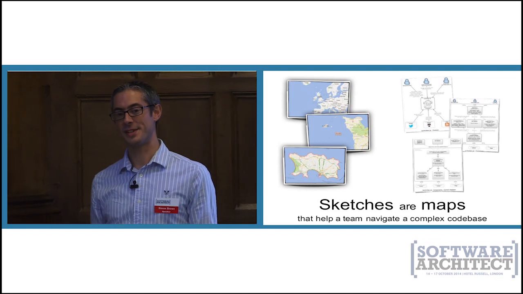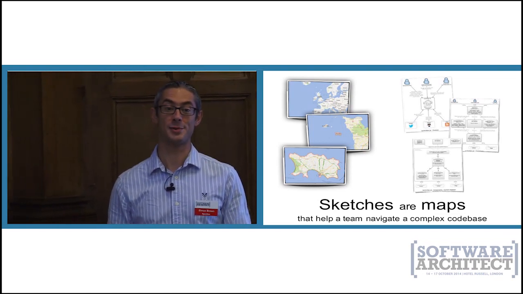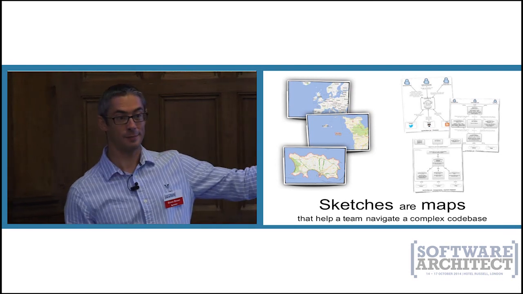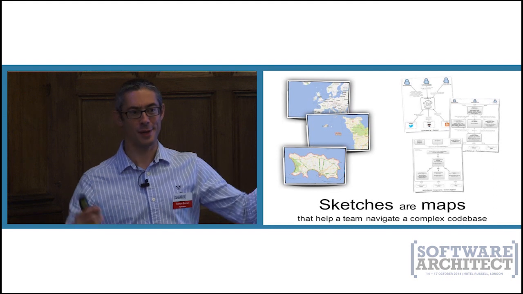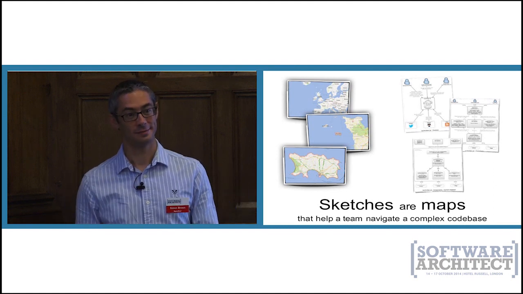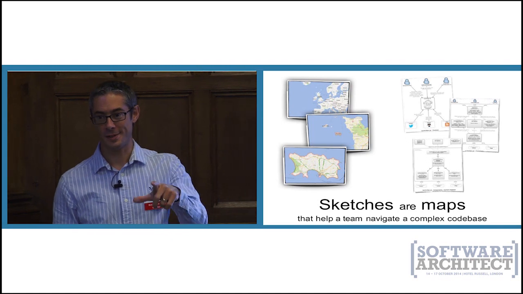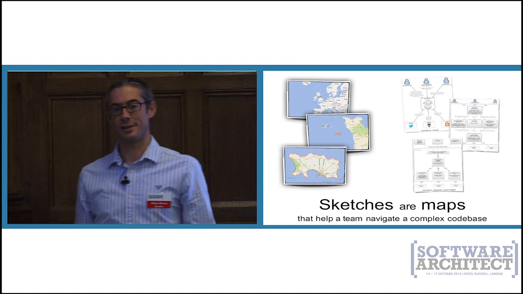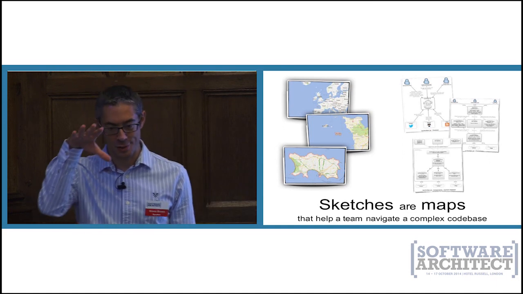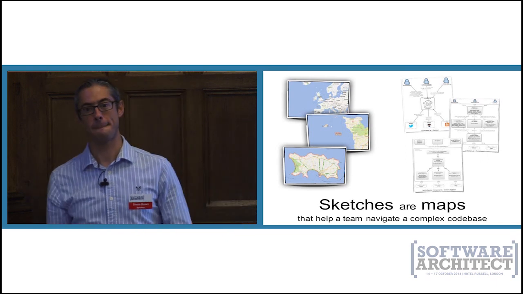And I like to think of my sketches as maps. So if you go to Google Maps on your smartphone and you look up Jersey, you get this view. It's great if you want to know what's inside Jersey, but it's useless if you don't know where Jersey is. So you have to do the pinch zoom out thing and eventually get to this view at the top. I want my diagrams to be the same. I want to be able to zoom into the low-level information and zoom out to see the bigger picture.